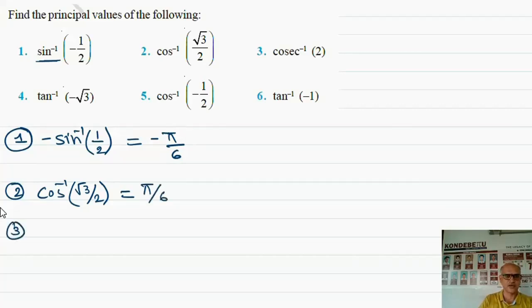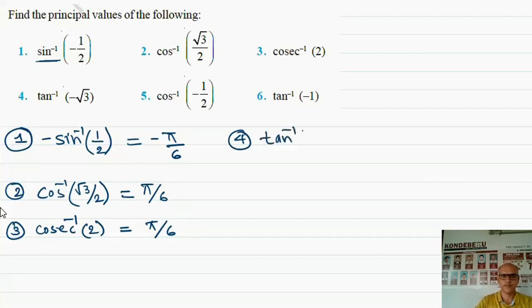Third, if I take cosec inverse 2. So when will the value of cosec theta be 2, or you may say sin theta 1 by 2, 30 degree. So 30 degree again in radian will be pi by 6. Fourth, tan inverse of minus root 3. Again, if there is a minus inside the tan inverse, that minus comes outside. So minus tan inverse root 3 it becomes. Tan value will be root 3 when it is 60 degree. So 60 degree in radian is pi by 3.